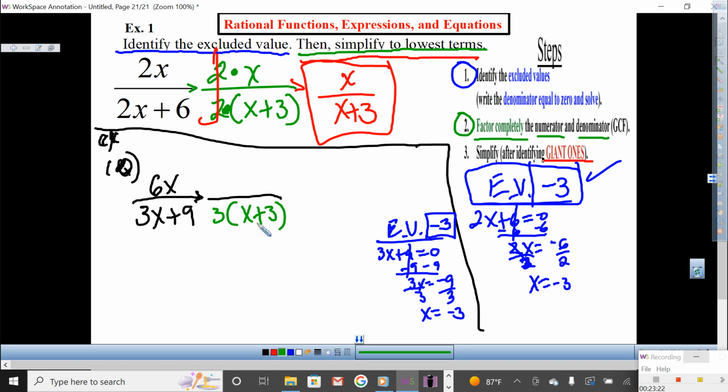Okay. Next, the numerator. Can we factor this out? And we can say, well, this is 6. How can we rewrite 6 using the GCF of 3? 3 times 2, is that correct? And then I'm going to write times x. So, what's my giant 1? My giant 1 is 3 over 3, and that leaves us with 2x over x plus 3.